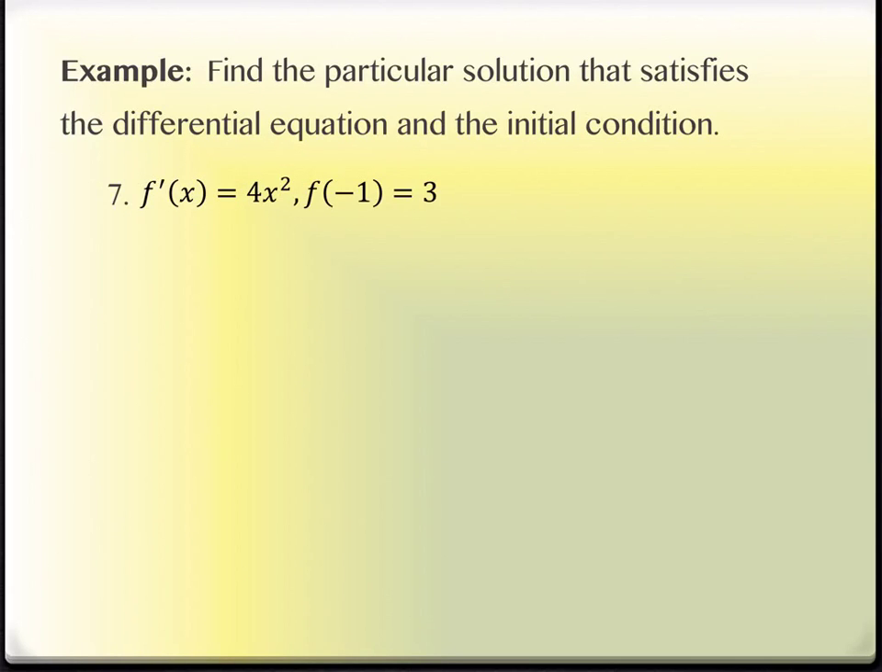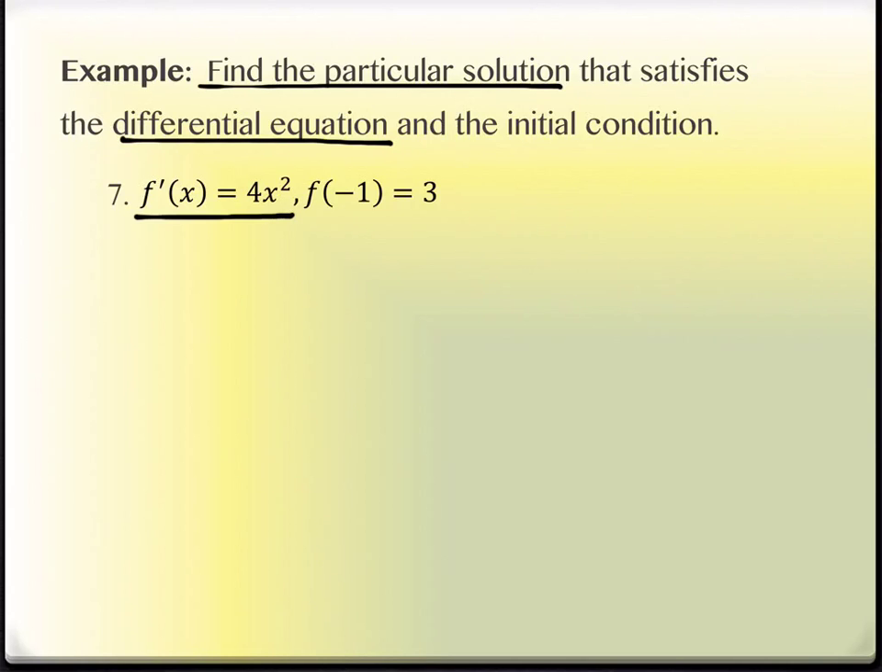I'm going to show you this one. It says to find the particular solution that satisfies the differential equation and the initial condition. That does not sound like anything we just talked about, right? But it actually is, and you can identify it based on the function you're given: F prime of x equals 4x squared. When it says to find the particular solution, it's asking you to find the antiderivative. This is called a differential equation because it's a derivative equation.